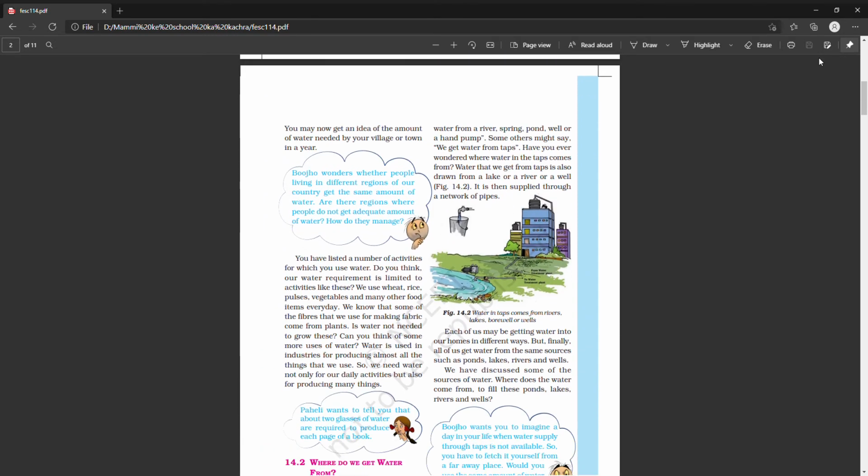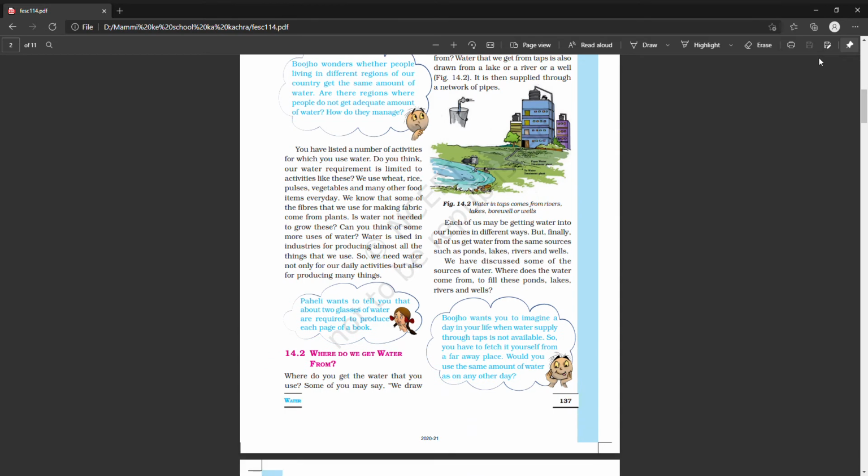There are some more activities like watering plants or irrigation of crops, production of electricity, production of things in factories and industries that also need plenty of water.